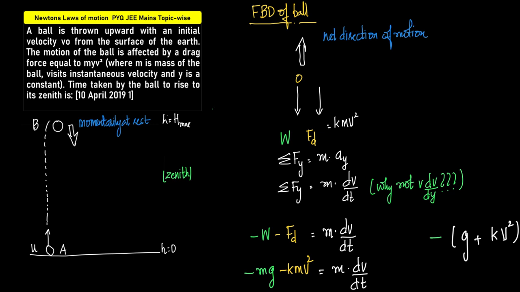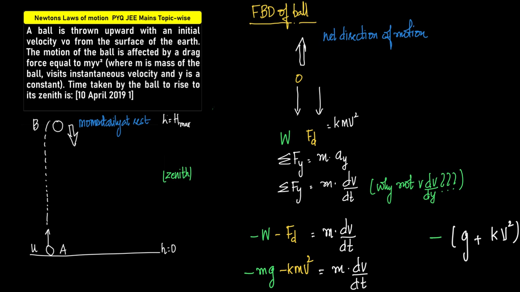Now, if we use Newton's laws of motion, we have sigma Fy equal to m into Ay. What is Ay? It is dv by dt. And why are we not using v into dv by dy here? Yeah, exactly, very good. Those who are watching online, please make sure that you try to answer this.